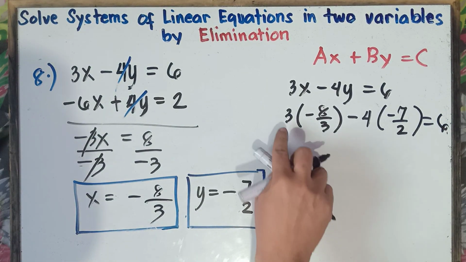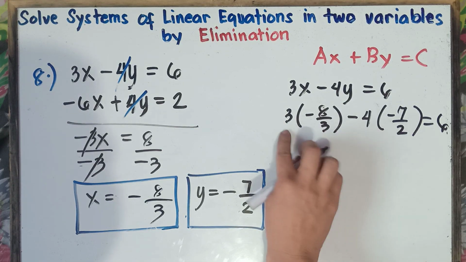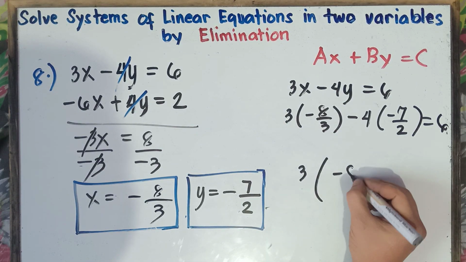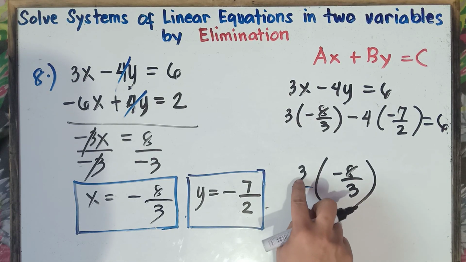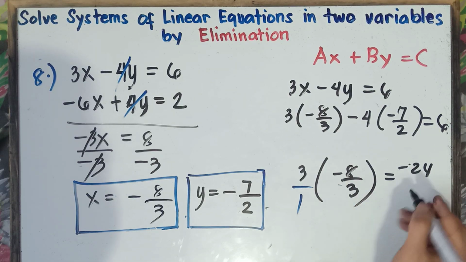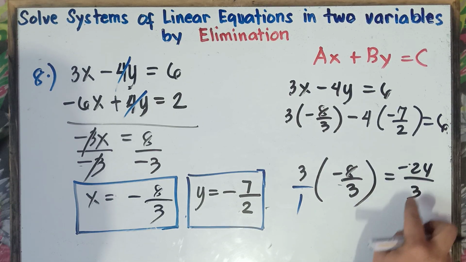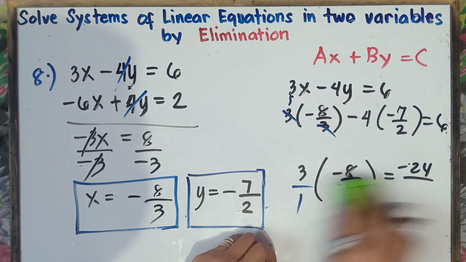Alright, so once again, class, we can just simply divide this one. 3 divided by 3 is 1. Or if you're confused, class, you can multiply this one. 3 times negative 8 over 3. So understood that there's 1 here, right? 3 times negative 8, that would be negative 24. And then 1 times 3 is 3. Negative 24 divided by 3, that would be negative 8. Or we can just simply cancel this out, class. 3 divided by 3 is 1. And then 1 times negative 8, that would be negative 8.